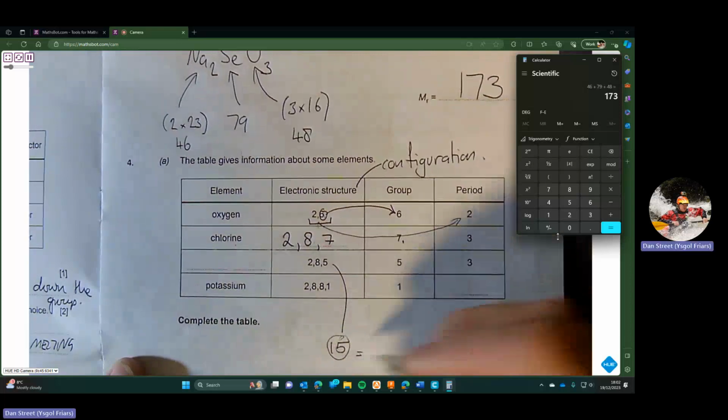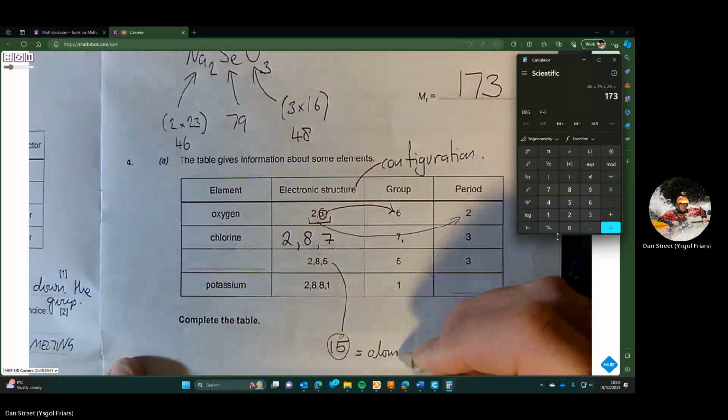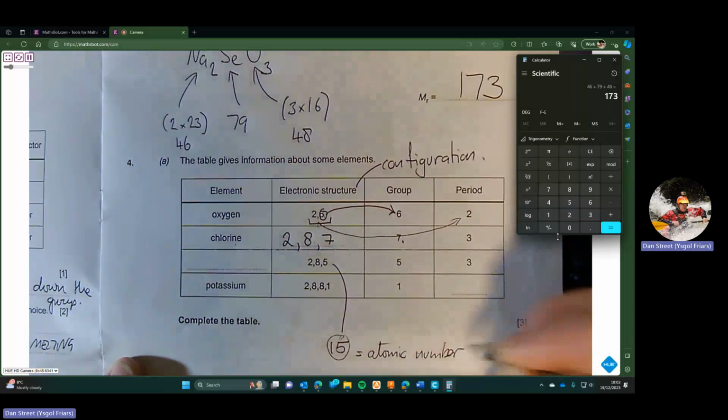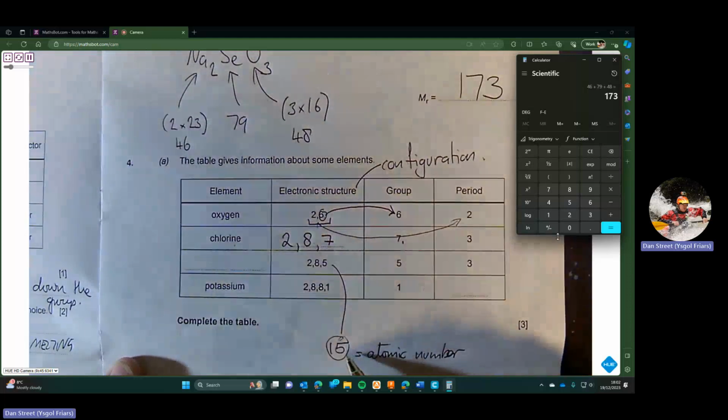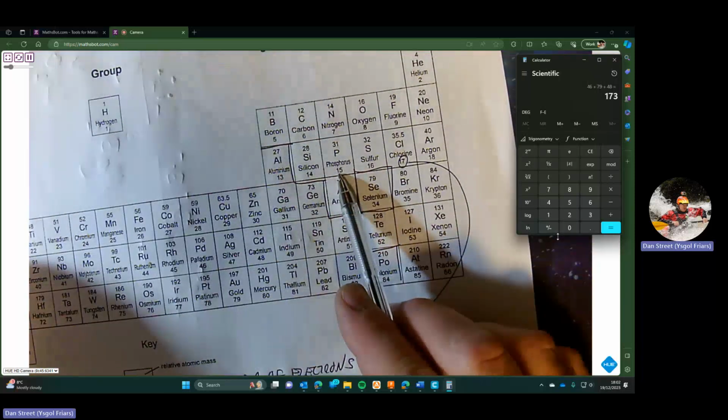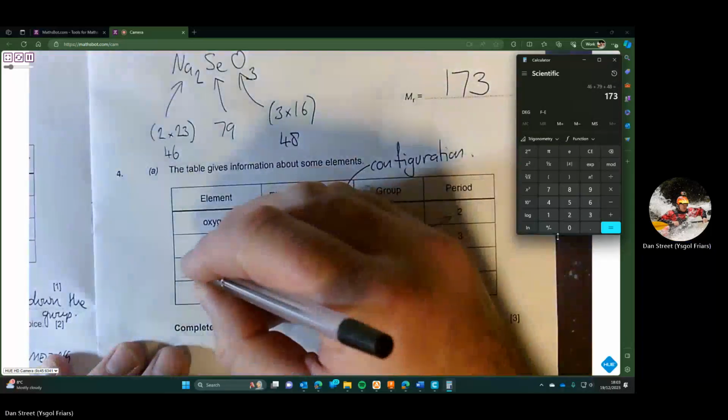And that's equivalent to the atomic number. We've just established that the atomic number is, amongst other things, the number of electrons. So if we know we've got 15 electrons, we could refer back to the periodic table and find the element with atomic number 15, which is phosphorus, P. So there is phosphorus.